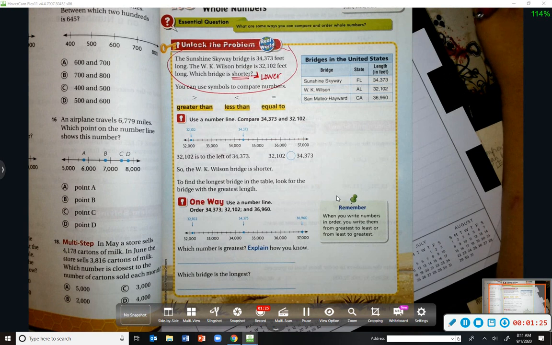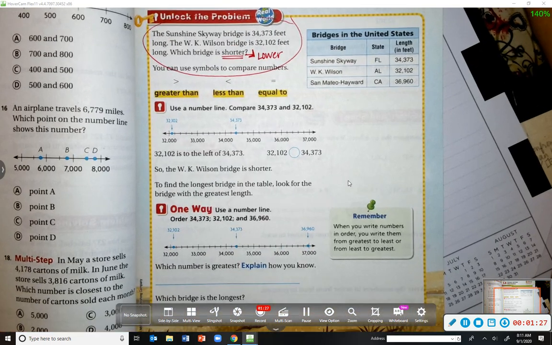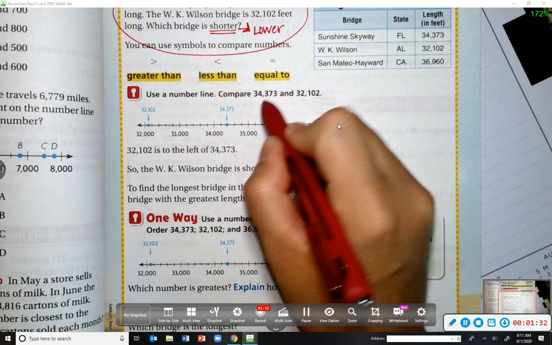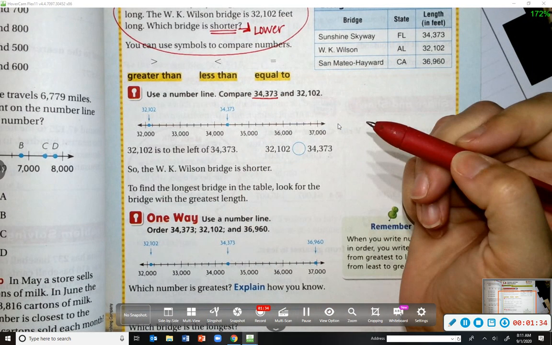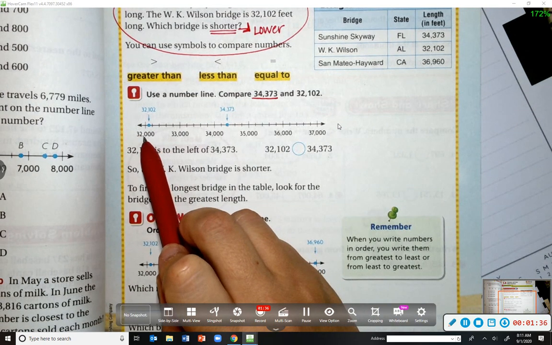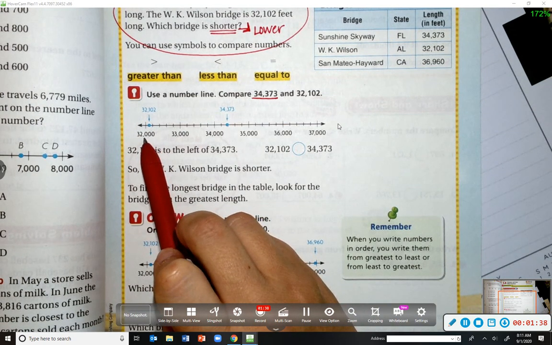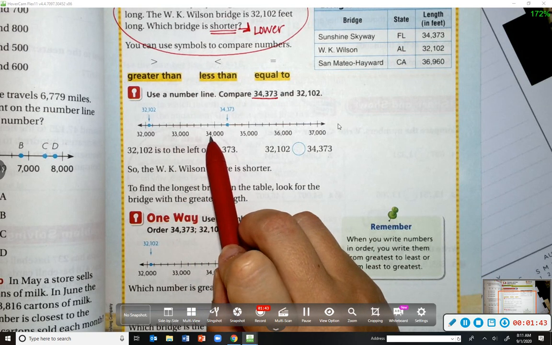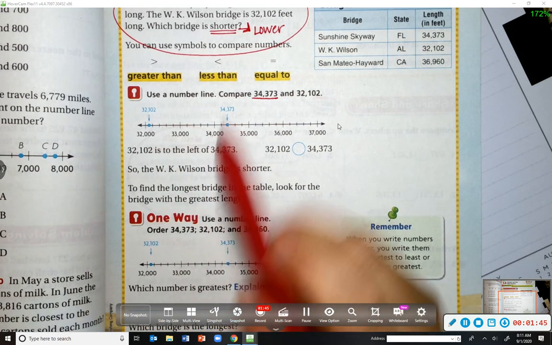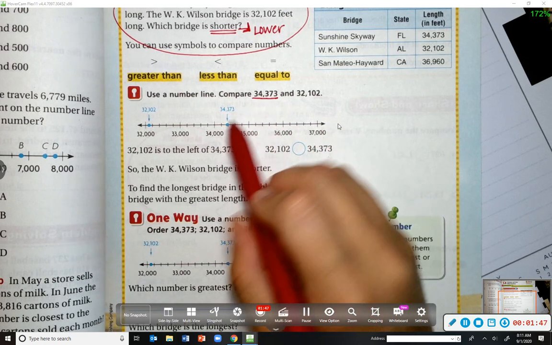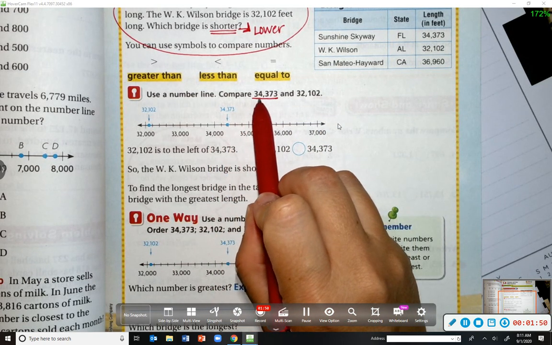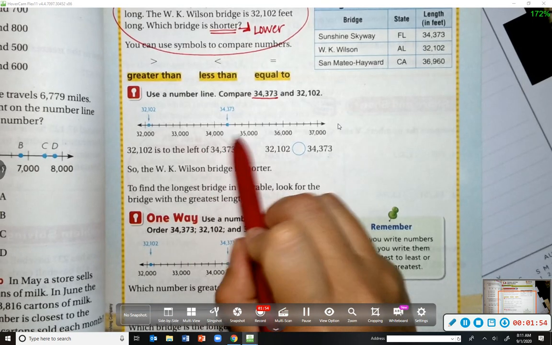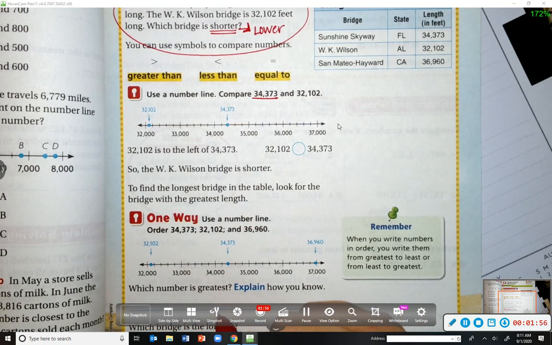Okay, so using our number line, we're going to put those numbers in the correct place. So let's start with 34,373. I can see that this number line is counting by thousands because it goes from 32,000, 33,000, 34,000, and so on. So they've already put it on the number line for us. Since it's 34,373, it should go in between 34,000 and 35,000.